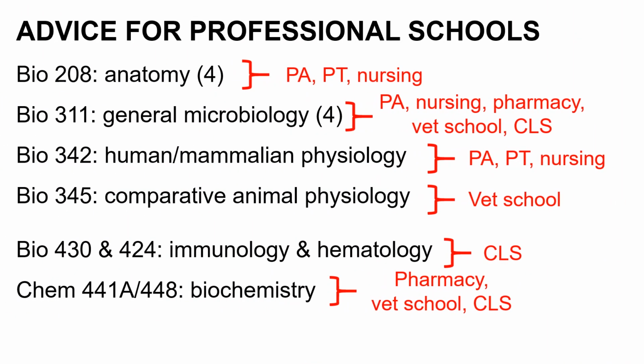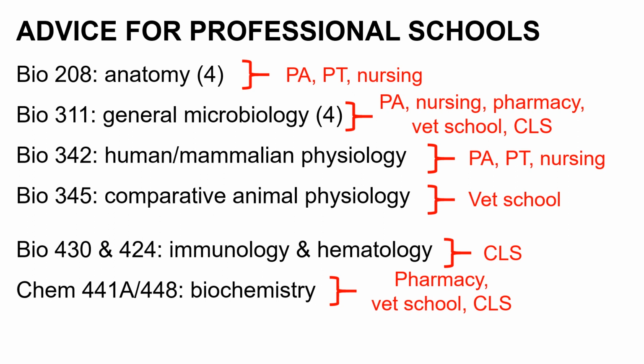If your academic plans include preparation for professional schools in the health professions or veterinary medicine, you'll want to choose some courses carefully. Individual programs may vary in their requirements, but these are some of the very common prerequisites used by a variety of programs. Anatomy, Biology 208, is a prerequisite for physician's assistant, physical therapy, and nursing schools. It does not count towards the major since it's a lower level course. You would take this as an extra course to prepare for those programs.